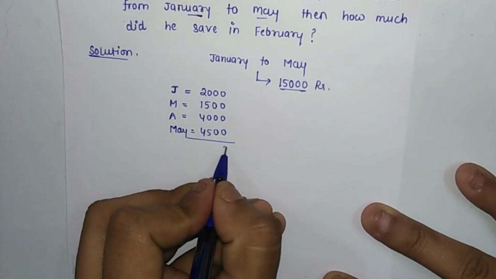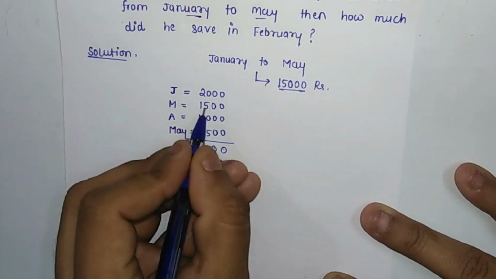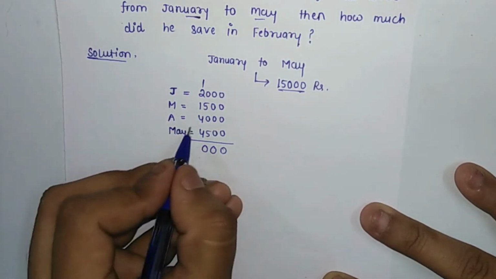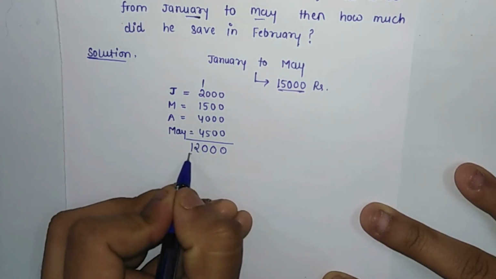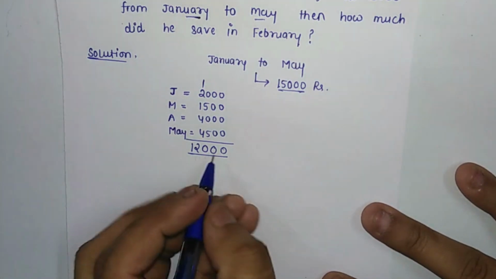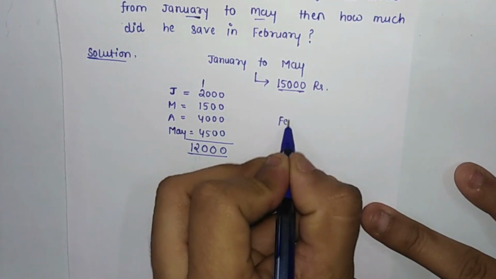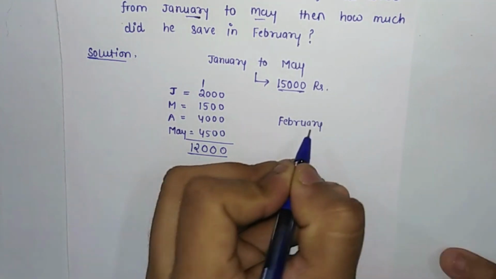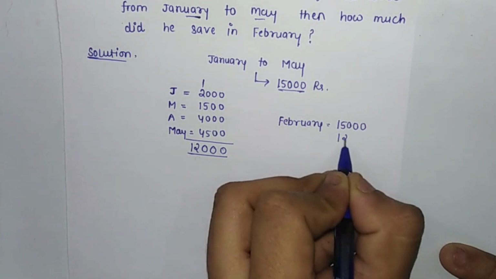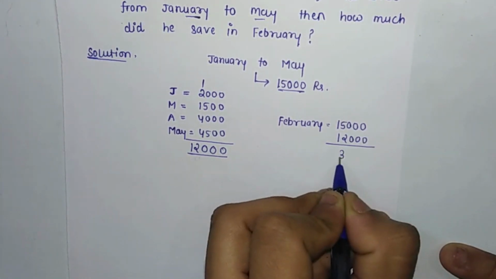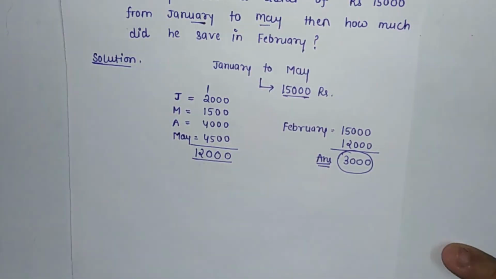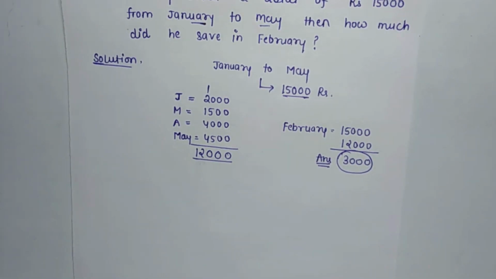Let's just take the sum of these. So this is 0, 0, 5, 5, 10, and this is carry 1, 2, 1, 3, 4, 4, 8, 4, 12. So for the rest of the months, from January, March, April and May, his saving was 12,000. So for February his saving will be equal to how much? It will be the difference of 15,000 and 12,000. So this will be equal to 3,000. So 3,000 is the total amount of rupees he saved in the month of February.